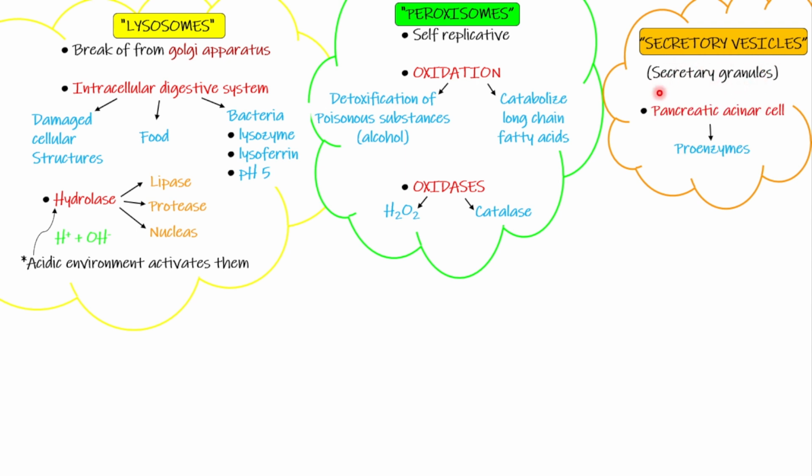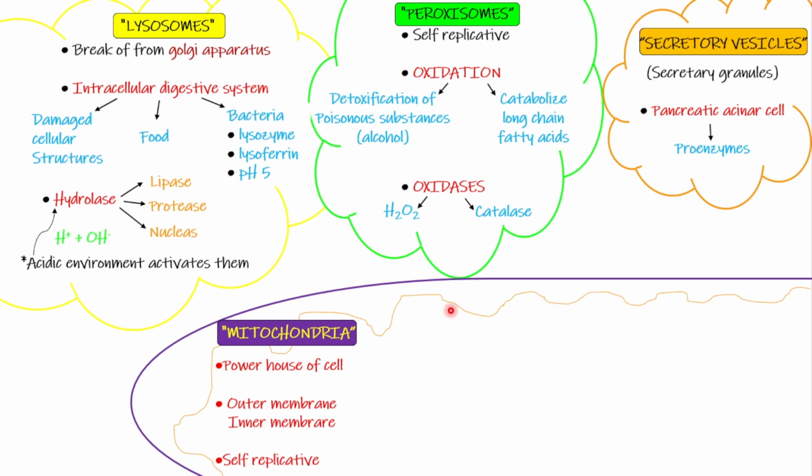So secretory vesicles have secretory granules. Pancreatic acinar cells produce these secretory vesicles, which are in the form of proenzymes, and these proenzymes will get activated via different mechanisms. Okay, so these are lysosomes, peroxisomes, and secretory vesicles. These all are produced by the Golgi apparatus. Now finally, the energy for all these processes is being provided by mitochondria. The mitochondria, the famous powerhouse of the cell.